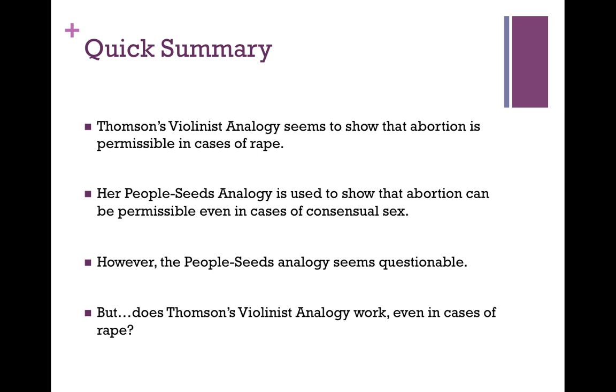So I want to give a quick summary. We're not quite out of the woods yet. Actually, I just did that. But here's what we have gone through so far. We've seen Thomson's violinist analogy. We've seen that it appears parallel where a woman becomes pregnant through an act of rape. And so it would give us a strong reason why abortion would be permissible in those cases.